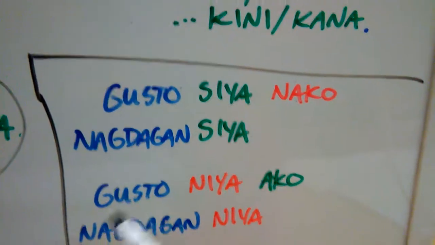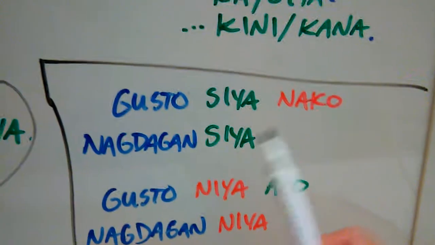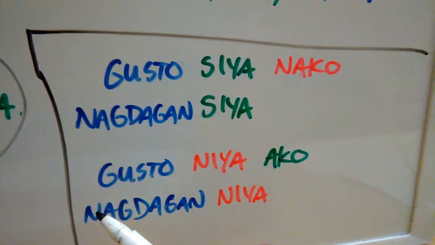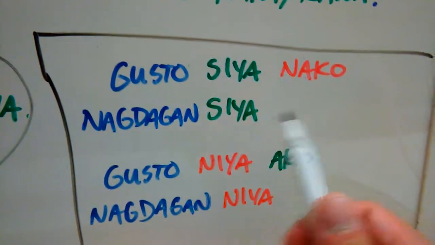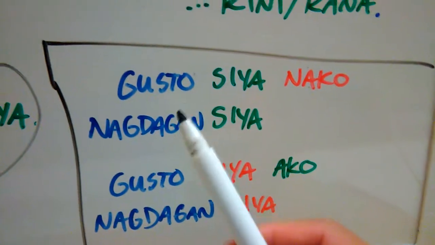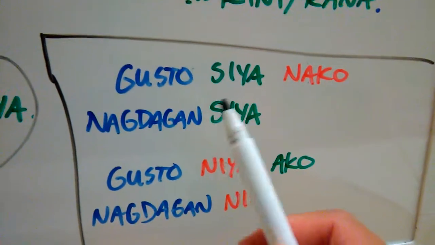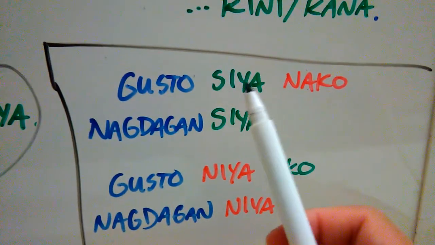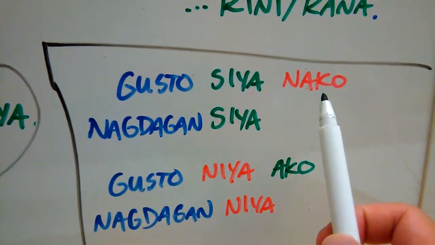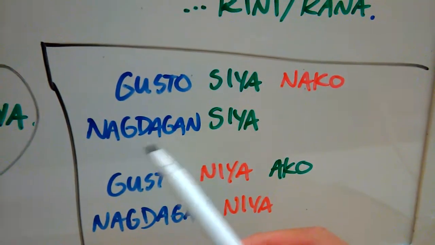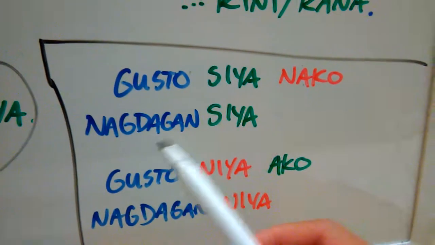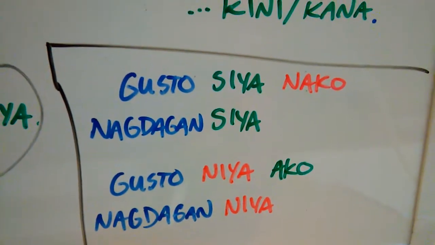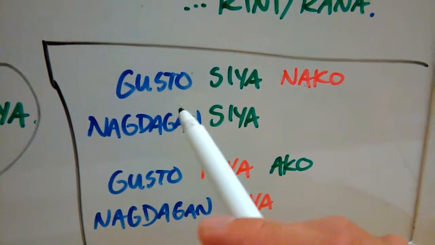Gusto siya nako. Let's just pretend that this sentence translates to "she likes me," or "he likes me." Gusto siya nako, right? She likes me. Let's just say that. Nagdagan siya. She runs. She likes me. She runs. It doesn't make sense in Cebuano because this is the same sentence from the example I gave before.